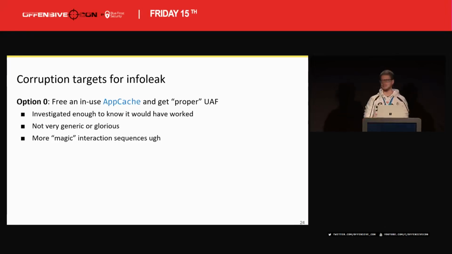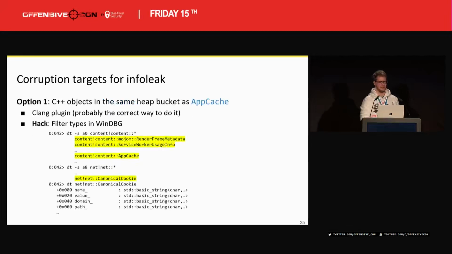And it would have probably been possible to turn this use after free into a situation where it would send an address back to the renderer, but it didn't seem very robust or generic, and also it would have involved much more magic IPC call sequences, which are just a mess to deal with. So instead, we were looking for other objects that had the exact same size, so they would land in the same heap bucket on Windows, and we could reclaim the space of the app cache with it.